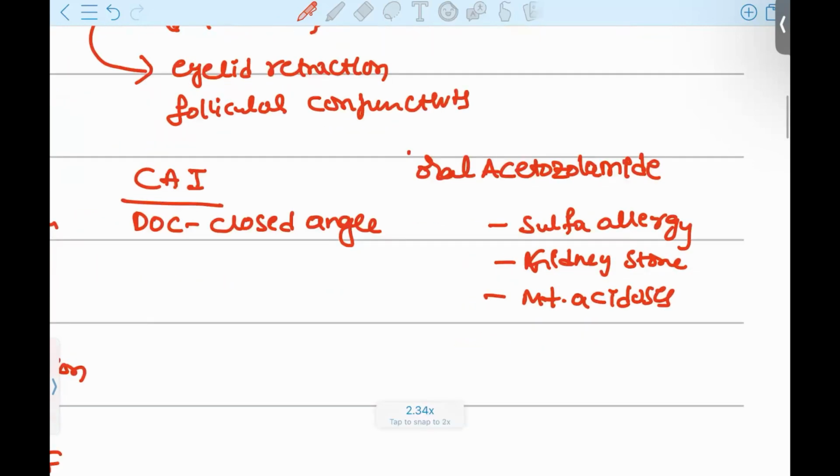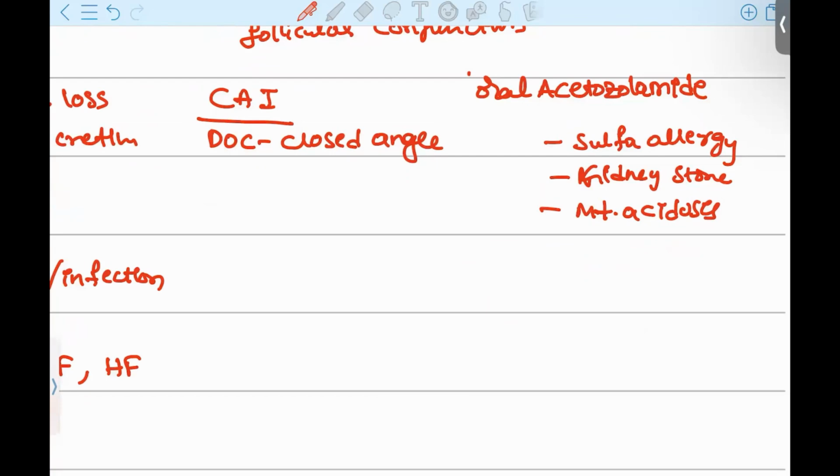It is oral acetazolamide. Next, the other drugs, like pilocarpine, can be used, and mannitol can be used. These are the other drugs, but the classification mainly focuses on these drugs. Okay, please understand and read these two classifications for your examination.